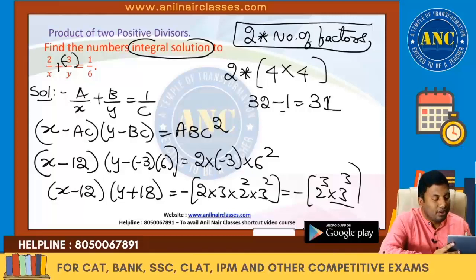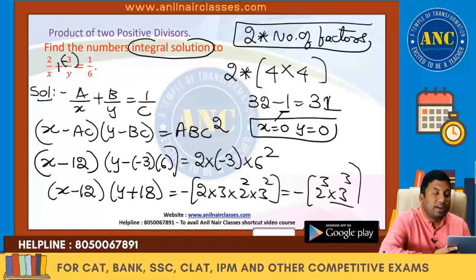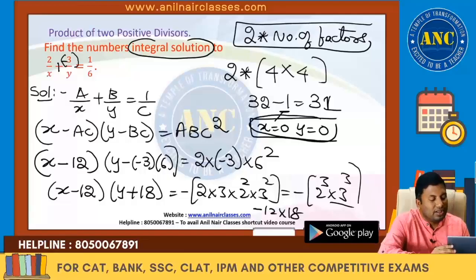Now I'll tell you why the minus 1 came. There is a case where x can be 0 and there is a case where y can be 0. That case we have to eliminate. I hope it is clear, right? That case is nothing but minus 12 into 18. x minus 12 is minus 12, x value 0, y plus 18 is 18, y value 0. x 0, y 0 should be eliminated. That is the reason for the 1.